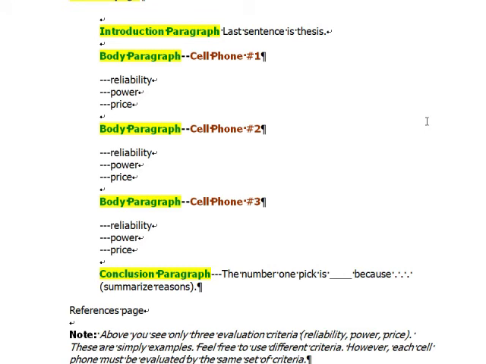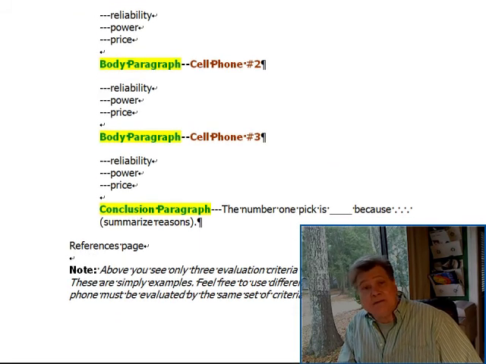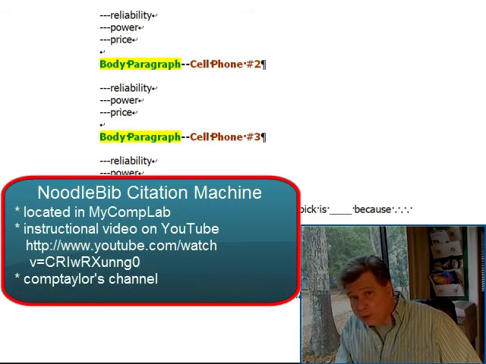Now, the last part of an APA essay, as you know, is the reference page. And you are encouraged to use all the APA resources that you have been given, and even the citation machine that is available to you called NoodleBib, which is located in my comp lab. And here is a link to an instructional video that shows you how to use the citation machine that is a part of my comp lab.